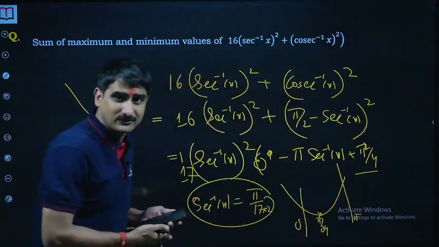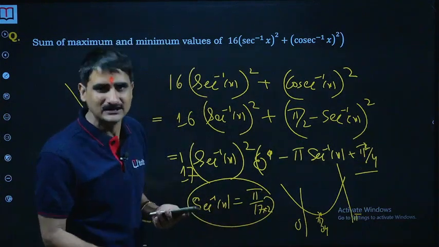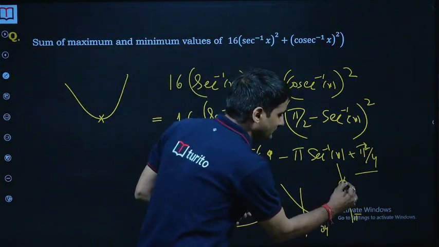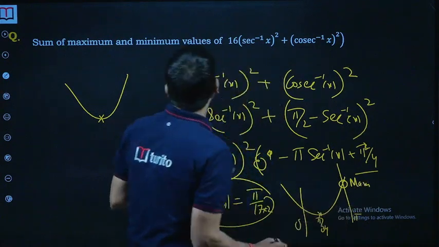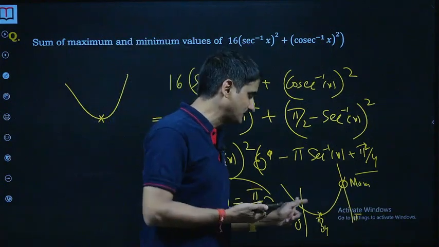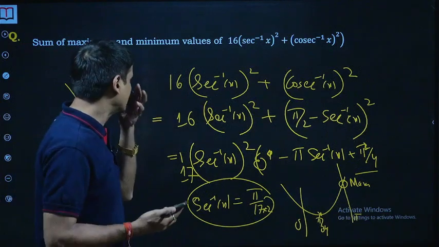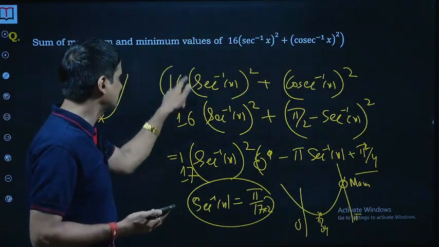Of course it's an open upward quadratic. Pi is farther from pi by 34 than 0 is. So of course pi is farther away from pi by 34, and that will give you the maximum value. So when you replace sec inverse x by pi, you get the maximum value. When you replace sec inverse x by pi by 34, you get the minimum value. So that's it, if there's nothing wrong in the question.